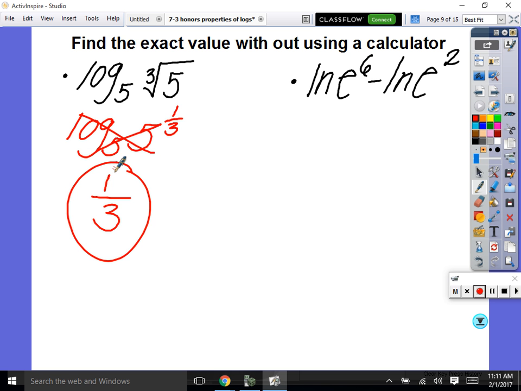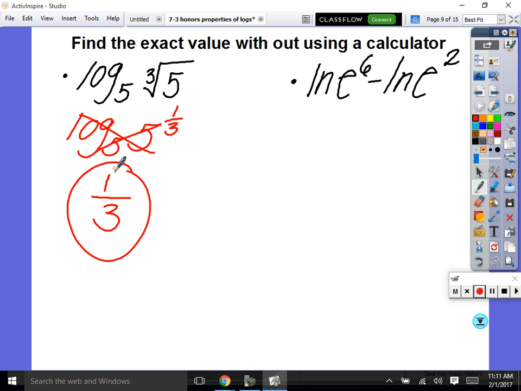Yep, that is what it simplified to be. Yep, good question. So looking here, we have ln of e to the 6 minus ln of e to the second power. We have 2 ln's split apart. So we're going to want to put this into 1 ln so we can simplify it.